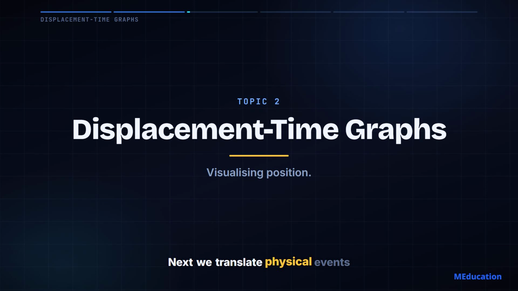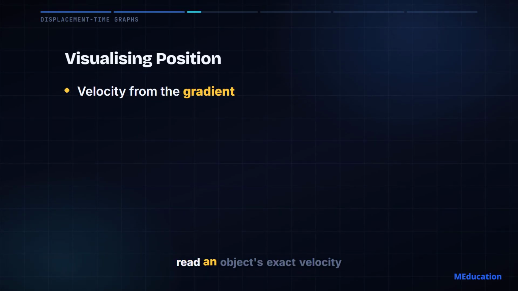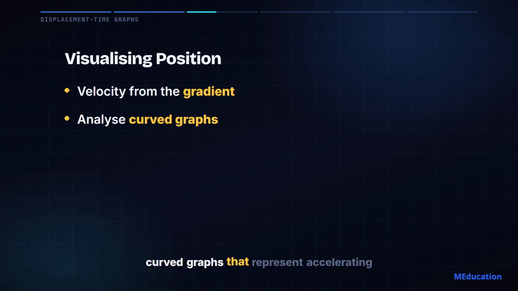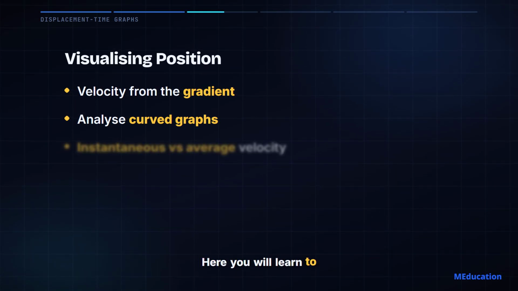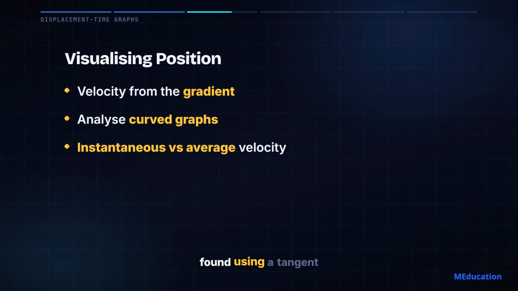Next, we translate physical events into visual data with displacement-time graphs. You will learn how to read an object's exact velocity simply by calculating the gradient of the line. We will also tackle complex curved graphs that represent accelerating objects. Here, you will learn to flawlessly distinguish between instantaneous velocity, found using a tangent, and average velocity.